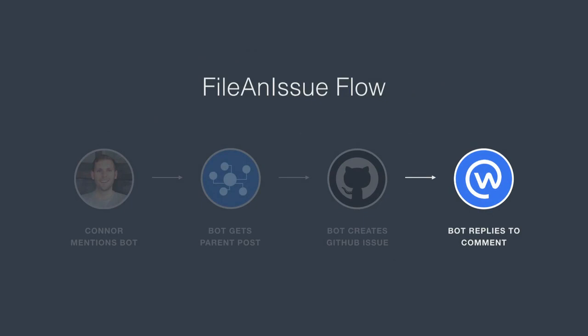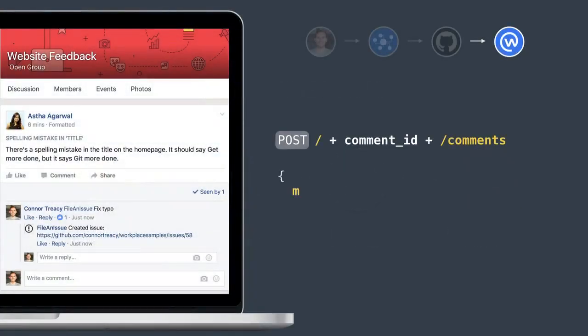The next thing we want to do is to have the bot reply back to the person who mentioned it, providing a link to our newly created GitHub issue. So for that, the bot makes a Graph API post request on the comment, including the URL to the GitHub issue. Now, when anyone goes to the group, they'll immediately know that this bug is being worked on.